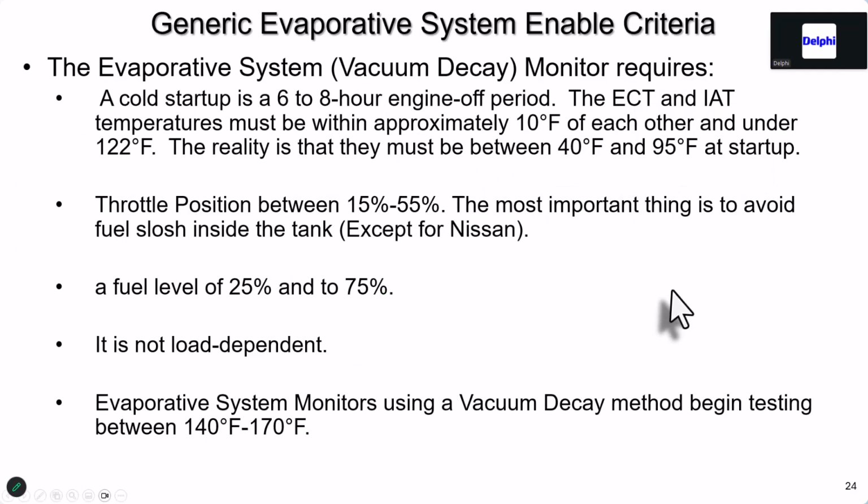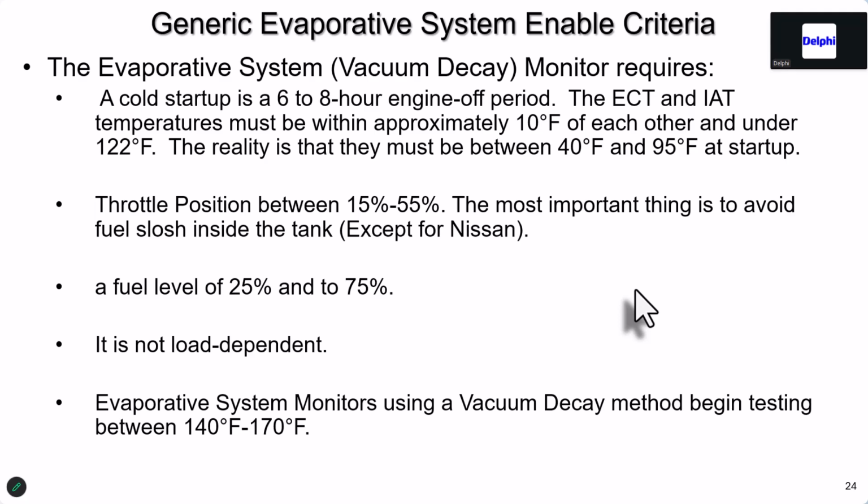Okay, evap. For those that like to run evap, we're going to talk vacuum decay system, which basically means the purge has to open to pull a vacuum on the system, and when it does, it's going to run its leak check. Most cars, again, we need that cold soak for that to happen. We need the temperature within 40 to 95 degrees at startup. We need fuel level 25 to 75%. And in most of these cars, we don't want you to be sloshing. Sloshing the tank throws off the FTP, which makes it seem more volatile than it should be, and it may not run the test or it may false fail.